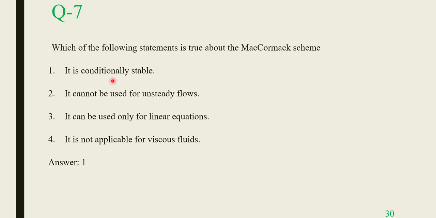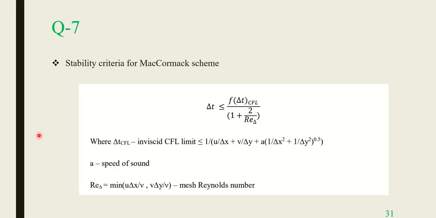We know that the McCormick scheme is an explicit scheme, so it is conditionally stable. It cannot be used for unsteady flows? It can be used for unsteady flows. It can be used only for linear equations? No, it can be used for nonlinear equations. For nonlinear equations, it gives the best result. For linear equations, it is similar to some other algorithm. It is not applicable for viscous fluids? This is also false. It is applicable for viscous fluids. So only the first statement is right, that is, it is conditionally stable.